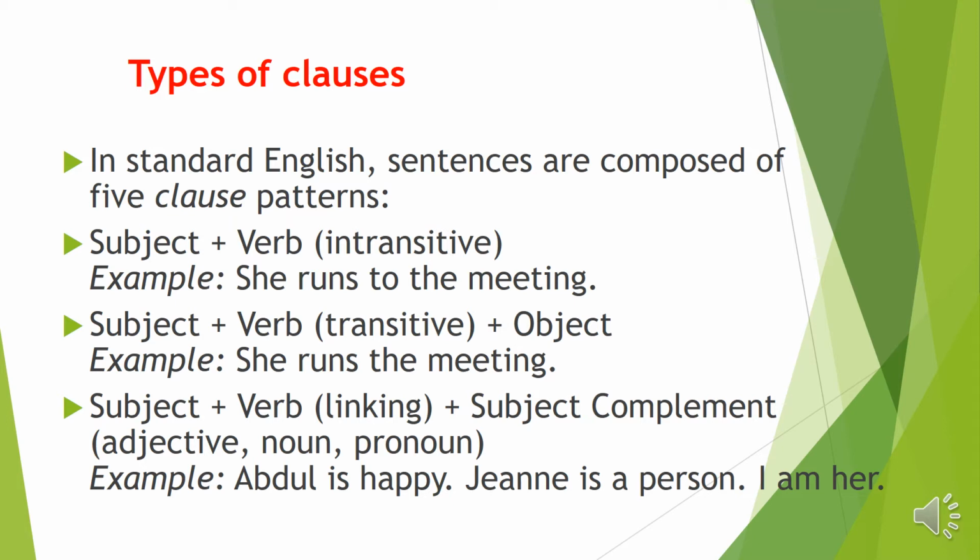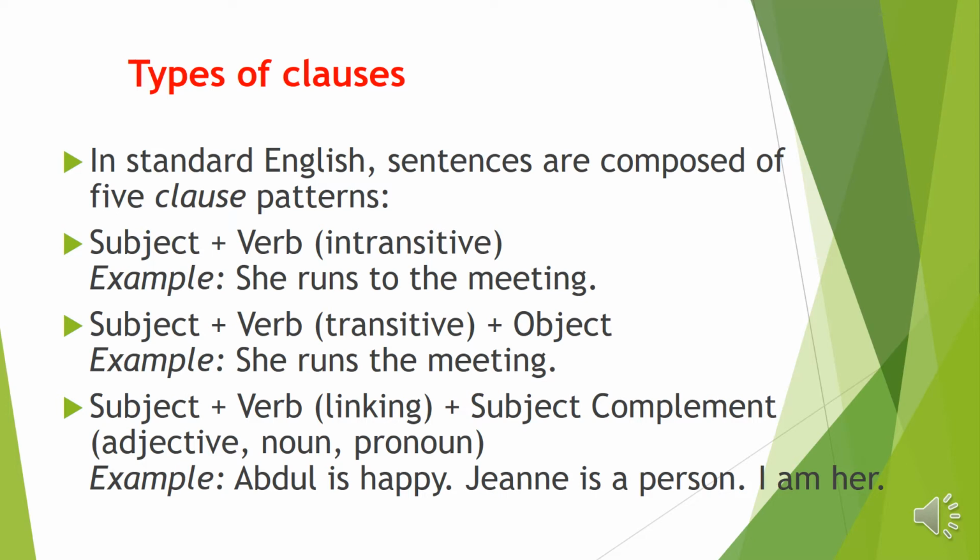The first is subject plus verb, that is intransitive. Example of the subject plus verb pattern: "She runs to the meeting." "She" is our subject. "Runs" is our verb, which is an intransitive verb. Okay? The next pattern is subject plus verb plus object. This verb is a transitive verb. Example: "She runs the meeting." Obviously, our subject here is "she," our verb is "runs," and our object is "the meeting." What kind of verb is "runs"? Transitive verb.